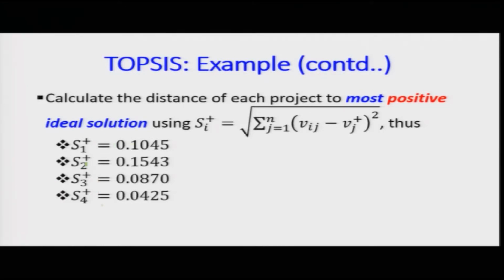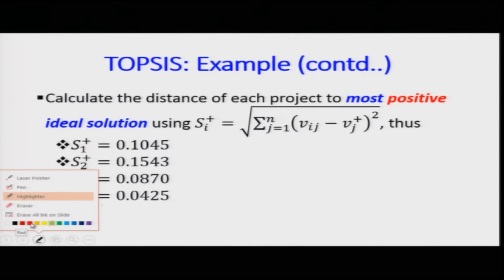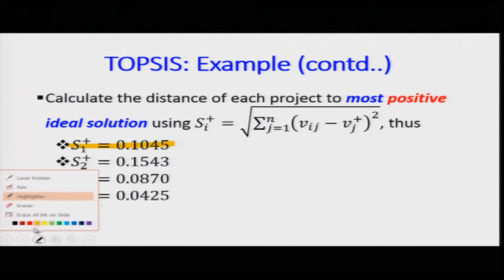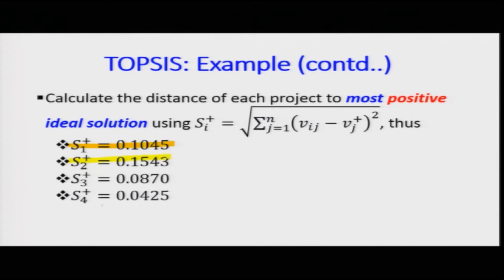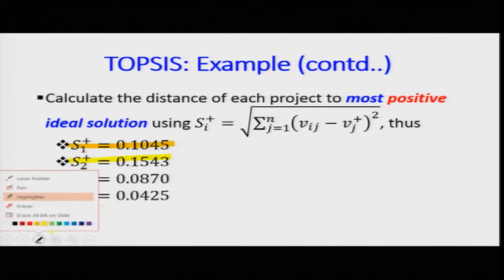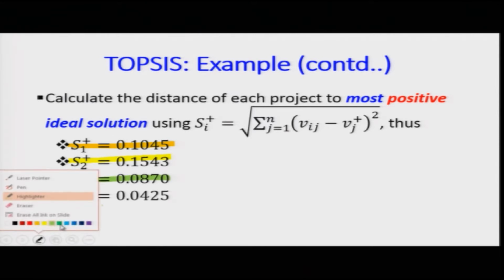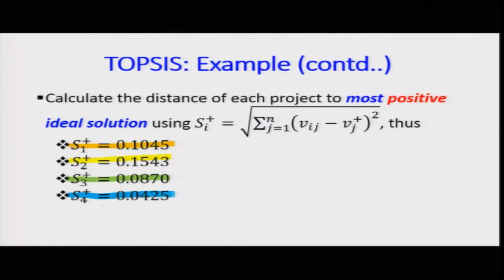as this. I will use the color scheme as Si plus is given, S1 plus is given, S2 plus is given, which is for the first and the second alternative. Similarly, S3 plus for the third alternative and S4 plus for the fourth alternative. So, remember this color scheme: orange, yellow, green, blue. I will come to that within few minutes.